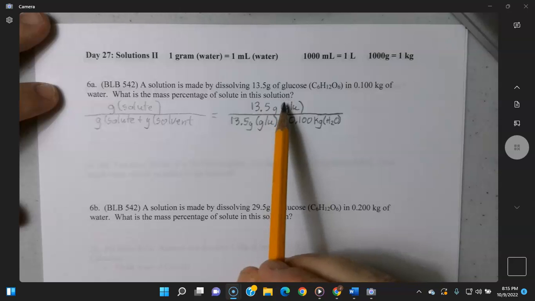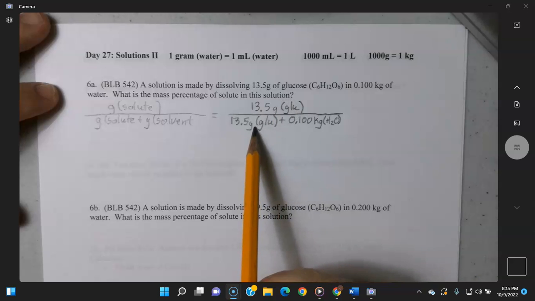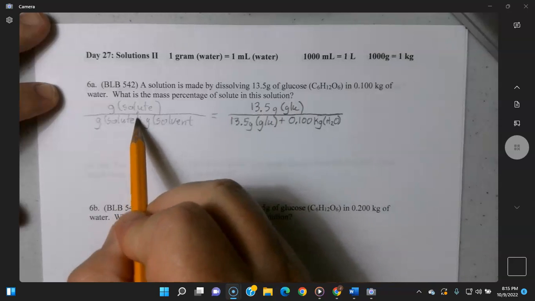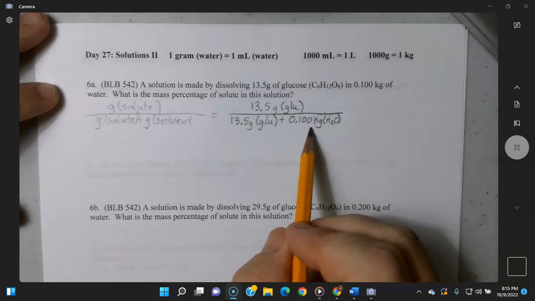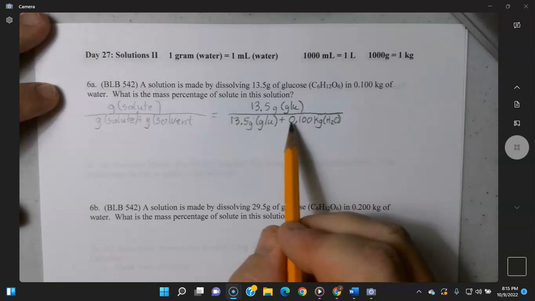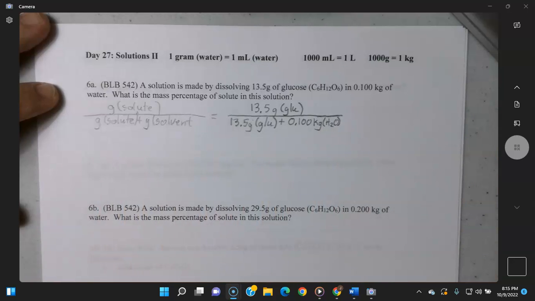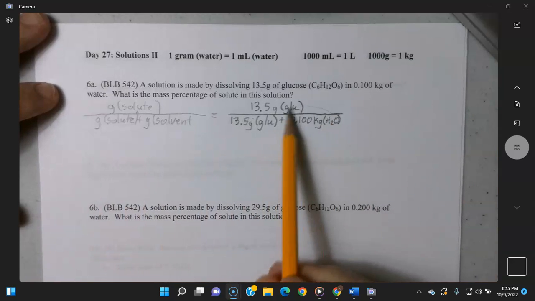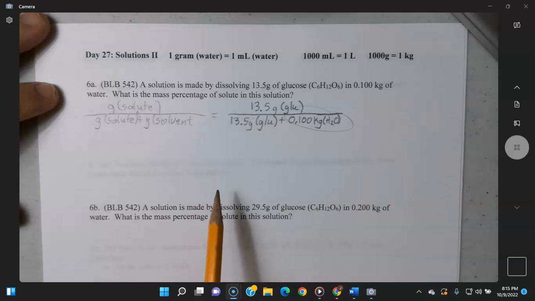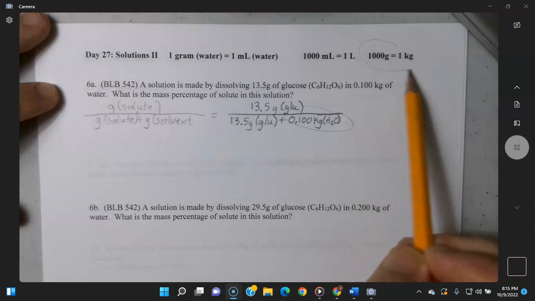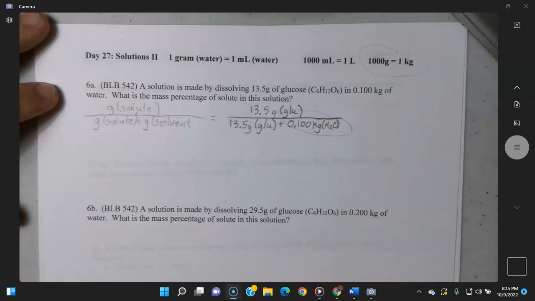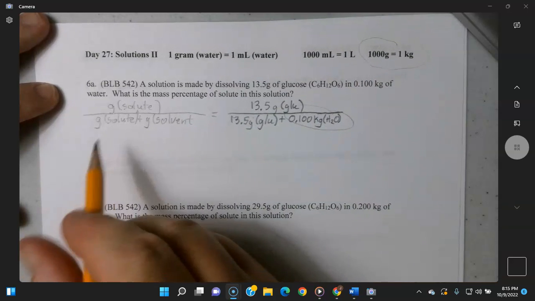Okay, so we have grams of glucose. On the bottom we have grams of solute again. And then we have, the water is in kilograms. So whenever you have a plus sign, you can't just do one long nice equation like we're used to doing. So you have to just come down and do a side calculation of how many grams is 0.1 kilograms. And we have our standard conversion up here of grams to kilograms. So I'm going to come down and do that side calculation down here.